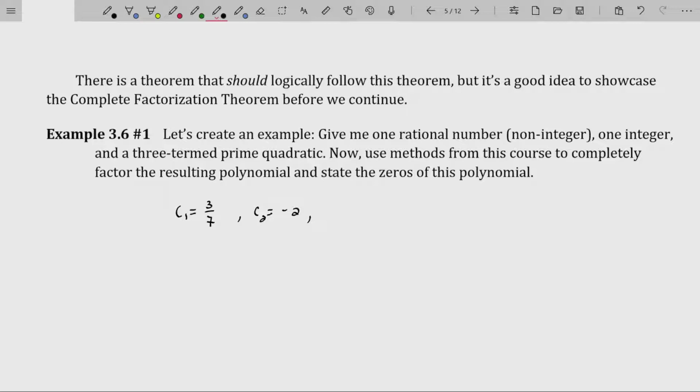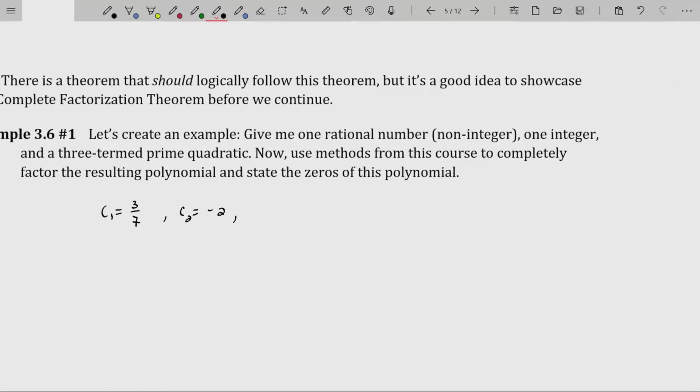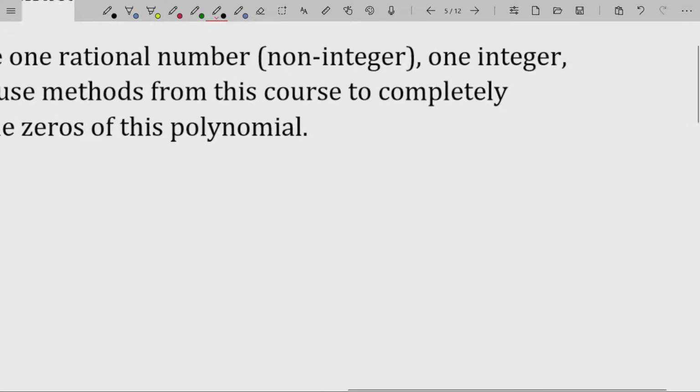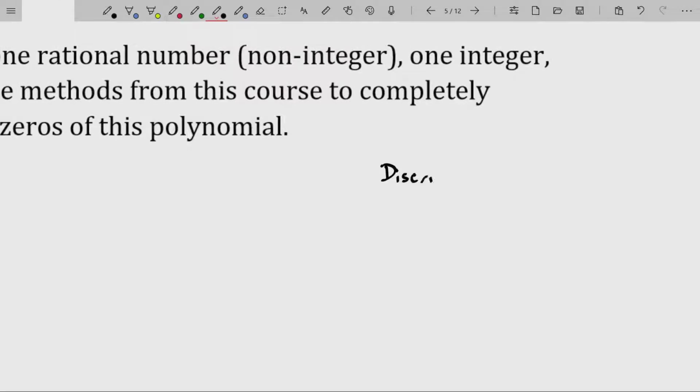And then finally, I need a 3-termed quadratic. So x squared, x, and a constant, but I want it to be prime. And this is a good time just to remind you that if you want a prime quadratic, something that's non-factorable over the real number system, you want the discriminant, which is b squared minus 4ac, to be less than 0. So just think of some numbers right now that you would plug into b, a, and c that would force that expression to be negative.